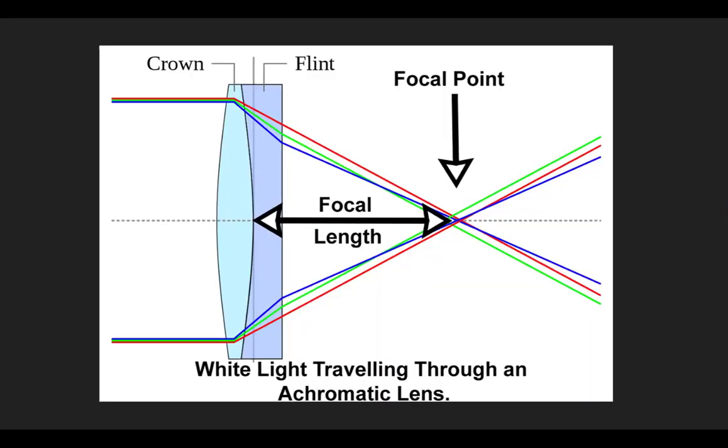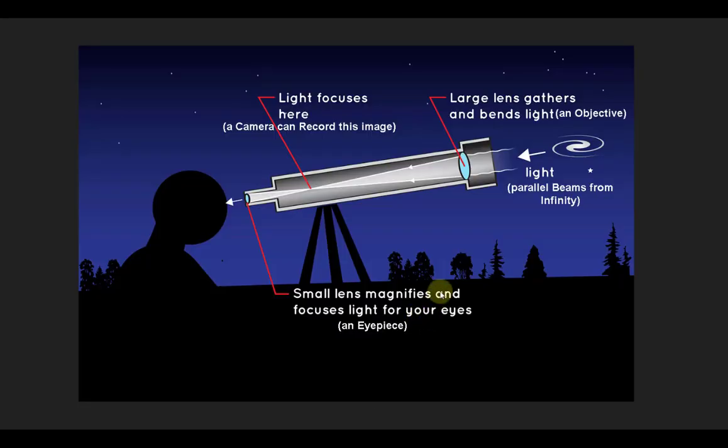To correct for this problem, we use two lenses. One made of flint glass, which is very hard. One is called crown glass, which is very soft. Together, their properties allow the red light and blue light to focus almost in the same place, almost a perfect focus, although green is going to be a little off in achromatic lenses. So these two lenses together are called an achromatic lens. All lenses that gather light and bring it to focus are called objective lenses.